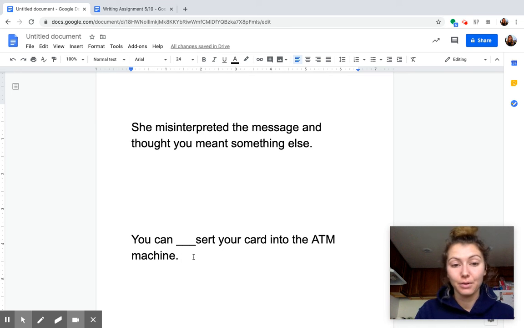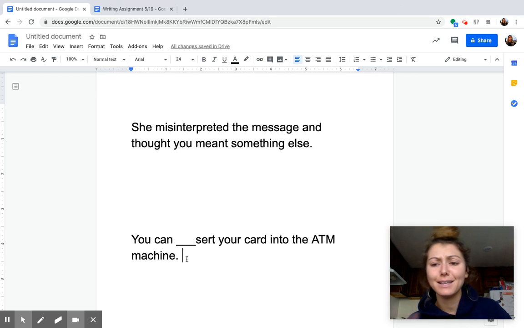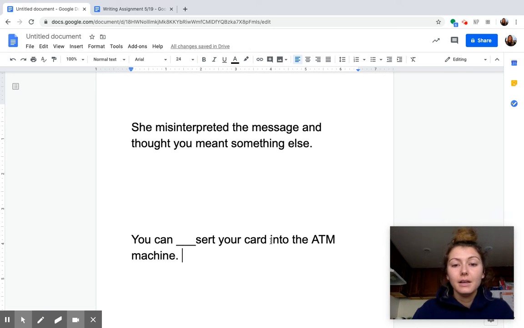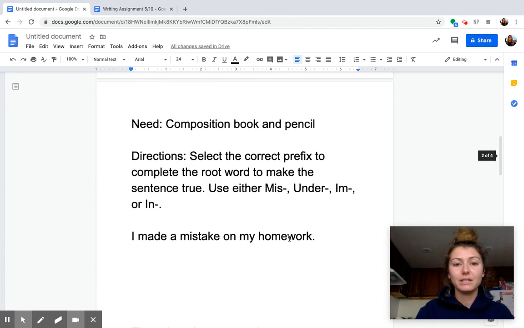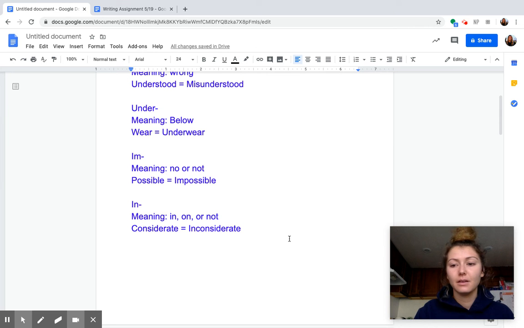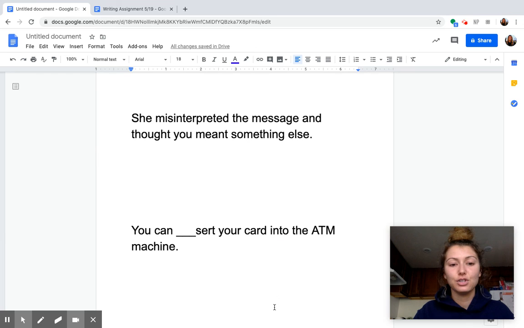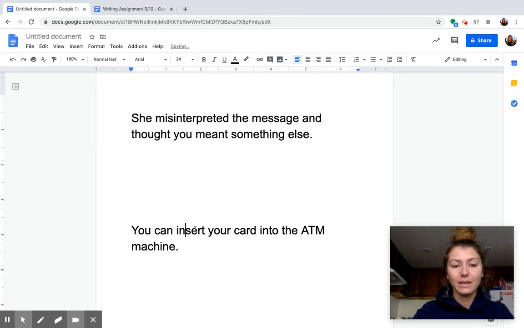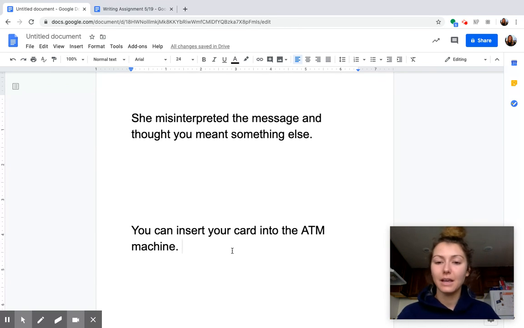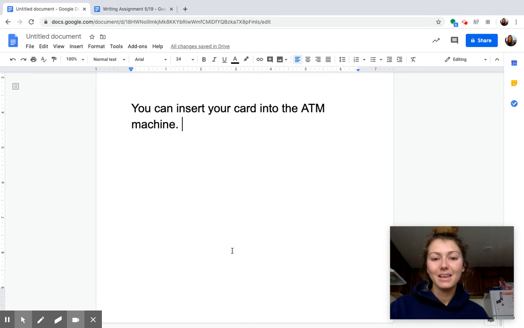And last example. You can blank cert your card into the ATM machine. There's a key word in this sentence that can help us identify the prefix. What is that key word that might help us? Yeah, this word into. Did that make you think of one of our prefixes that we had up here? Yes, putting something in. We can insert your card. You can insert your card into the ATM machine. That's our last example for today.